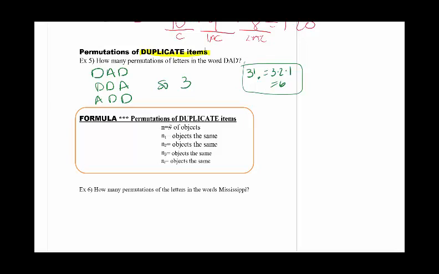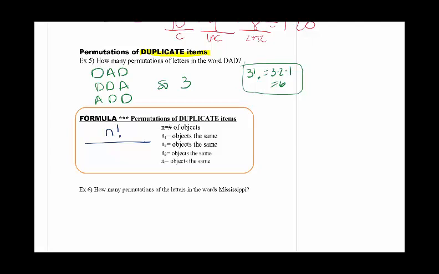Duplicate items. So our formula, notice I've put all of the formulas in a box, so this is the last formula for this section for permutations. You still start off with assuming you're using everything. So if we have 3 letters, we would assume that we're starting off with 3 factorial. And then in the denominator, we're not subtracting anything. If we have objects that are the same, n1 is how many are the first the same, and if we have multiple letters, you keep going with each one.